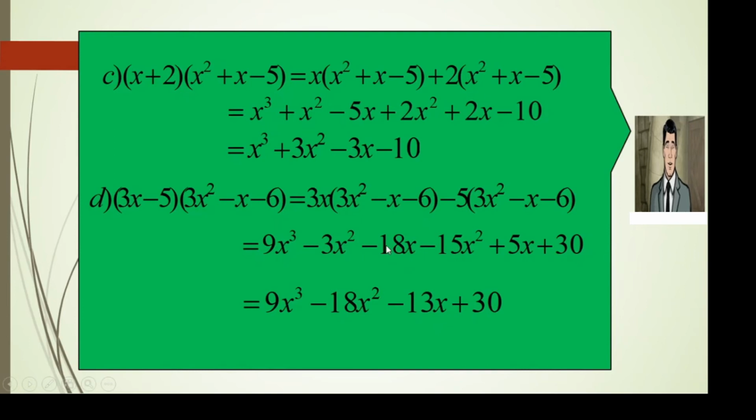Then combine negative 18x and positive 15x. Unlike sign, because the sign of 18x is negative and the sign of 5x is positive. So we subtract. So that is why the answer is negative 13x, because we copy the sign of the bigger number. Then copy 30.